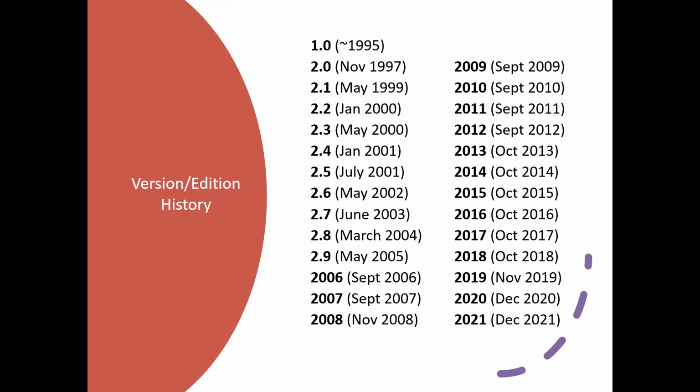So this is our edition history. We started with version 1.0 around 1995. In 2005, we had version 2.9. After that, we started naming it the year in which the heading list is created. So right now, even though it's December, we're releasing the 2021 edition because that list was created in 2021.